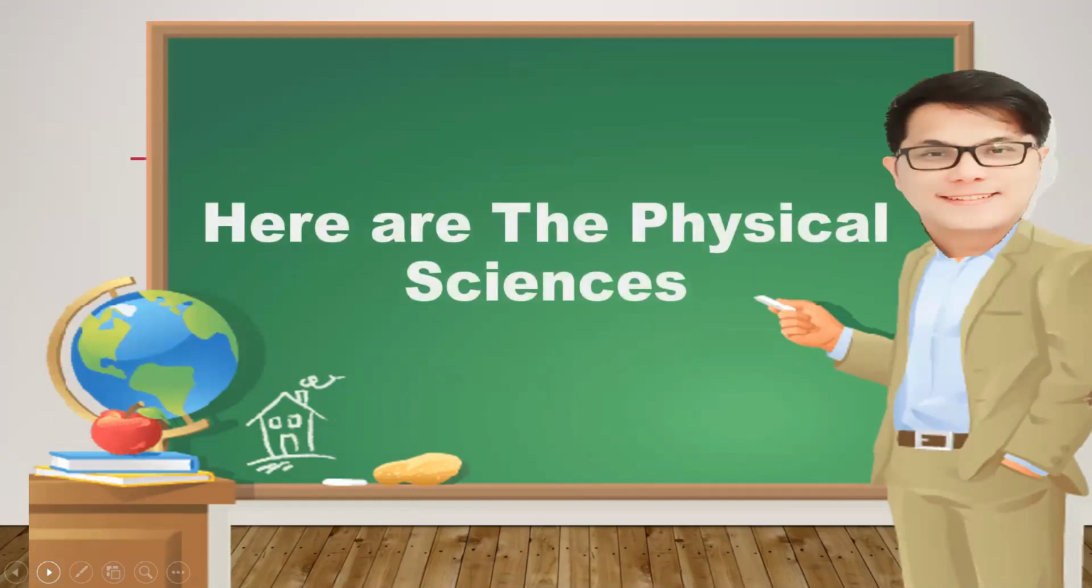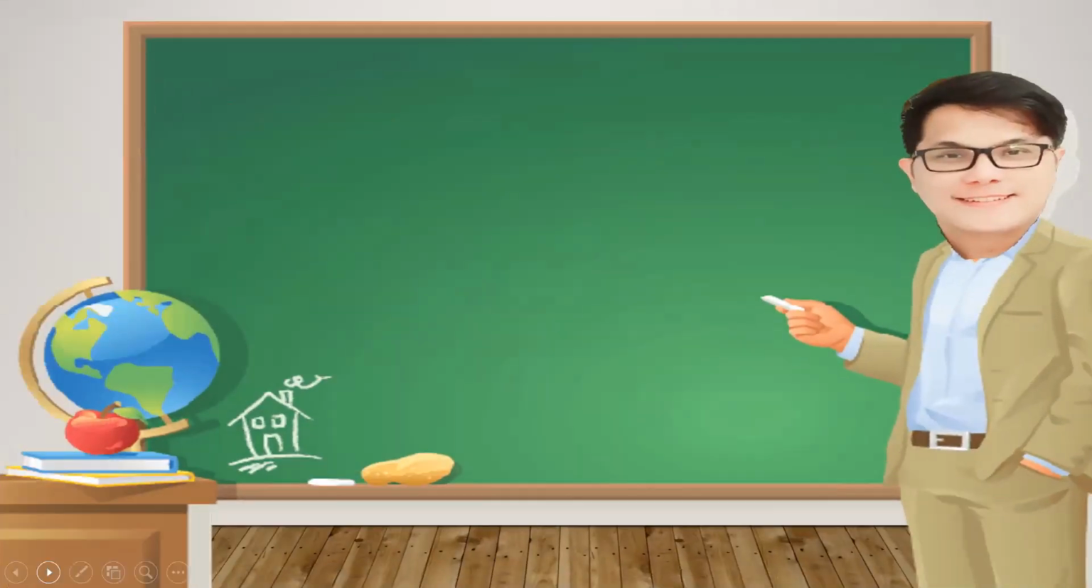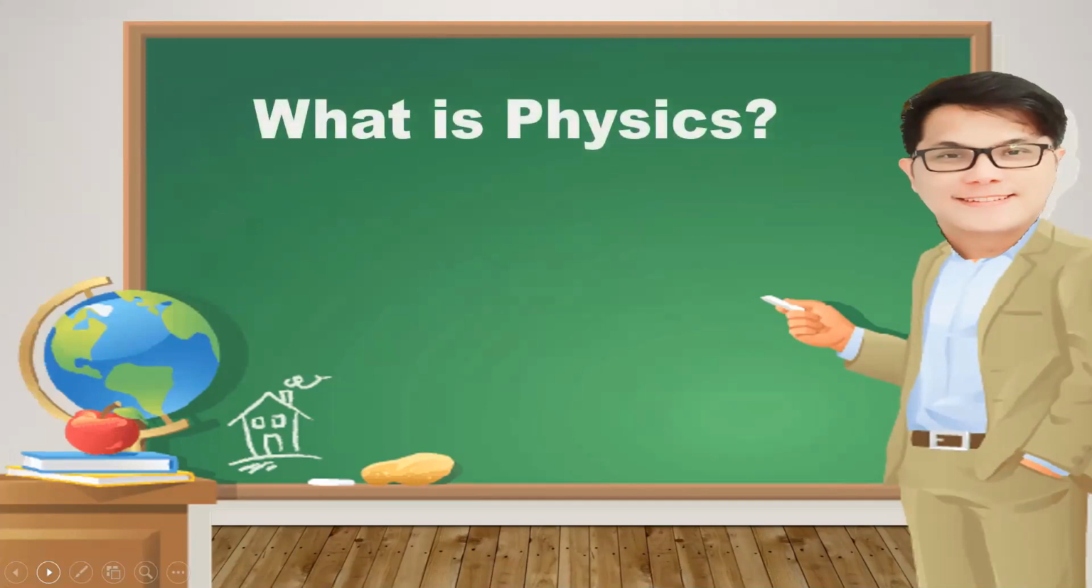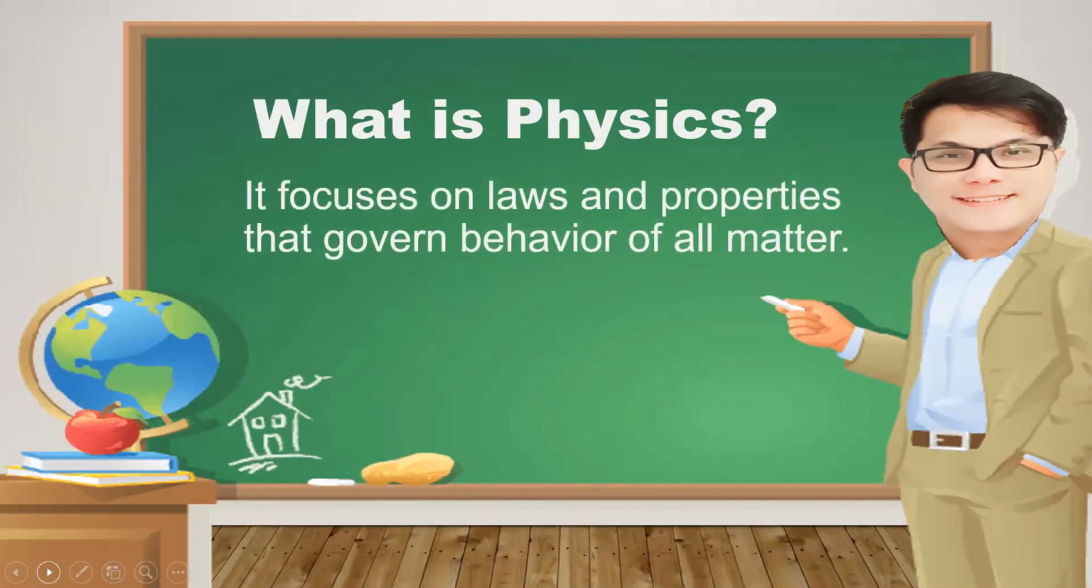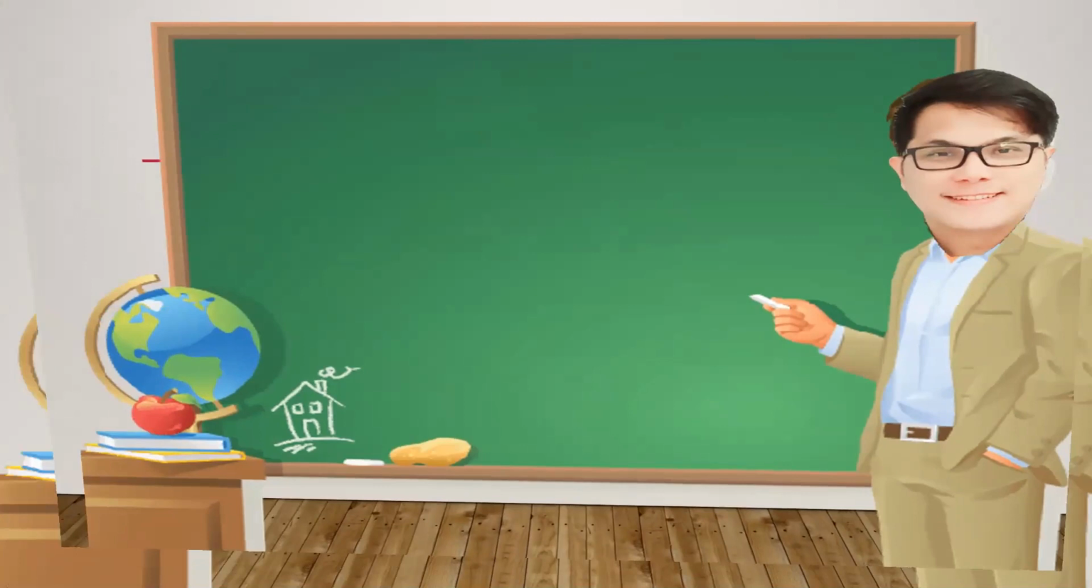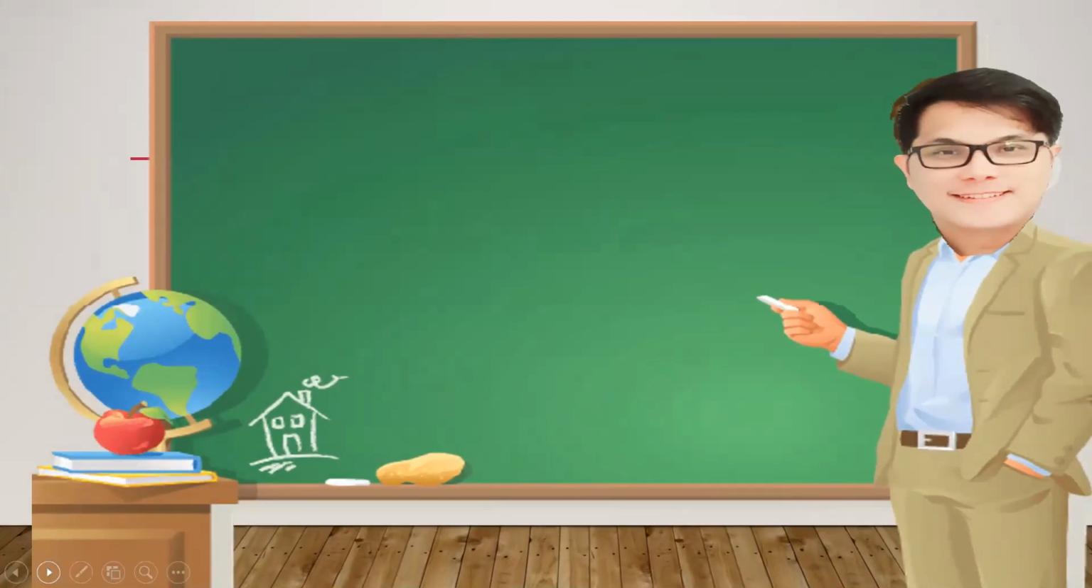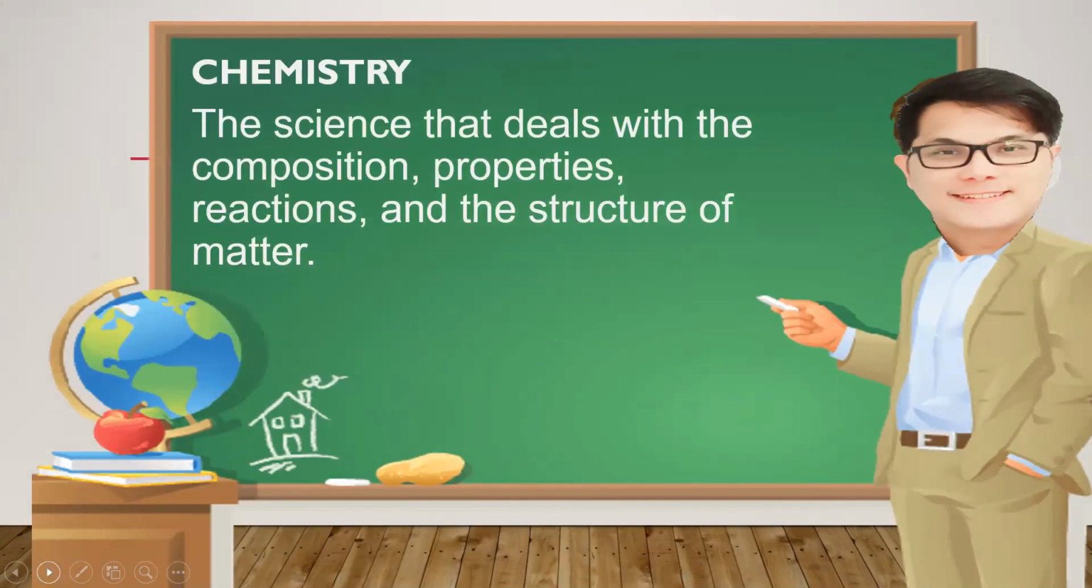Now, let's start with the physical sciences. Earlier, we have already defined what is physics. Again, it focuses on laws and properties that govern the behavior of all matter. Our example given earlier was Albert Einstein. Chemistry, the science that deals with the composition, properties, reactions, and the structure of matter.